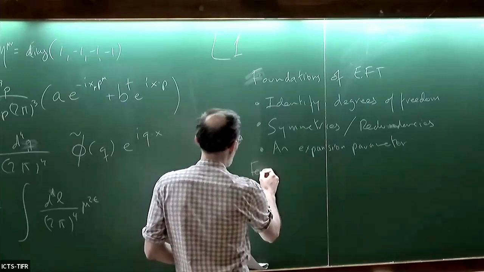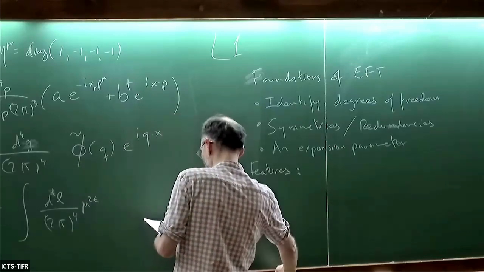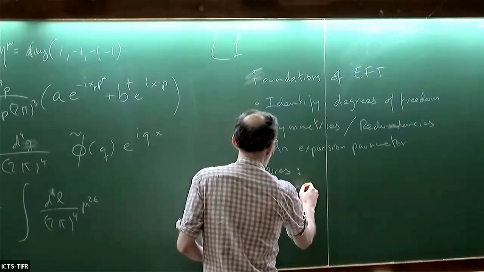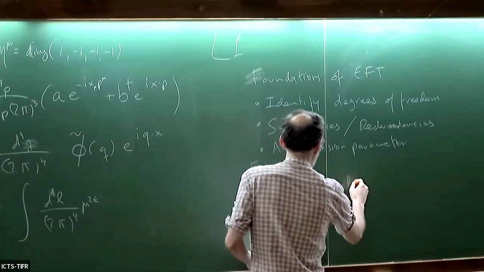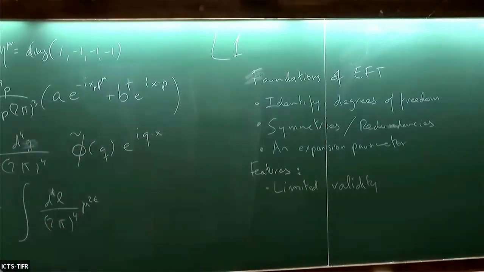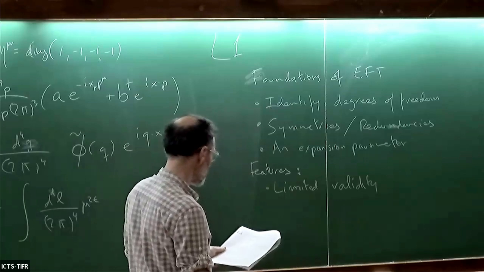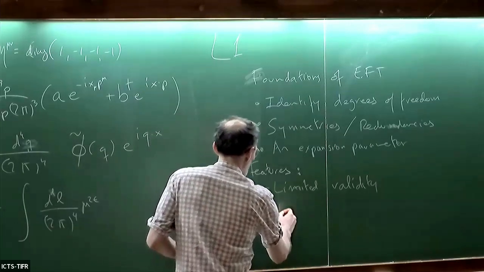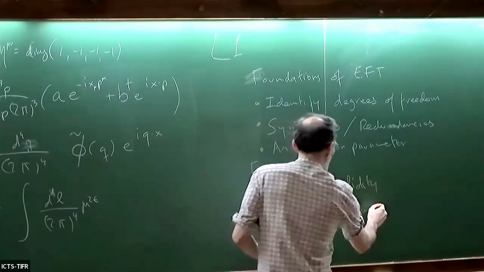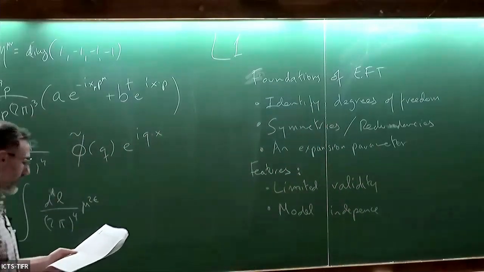So some of the features. It has a limited validity range, as you would expect of any theory. It's not valid everywhere. Any one theory you think of right now in nature probably has its own limitations. Then there is this feature of model independence or dependence, which we'll try to make a little sharp, and that's connected to matching, which we'll see today as well.